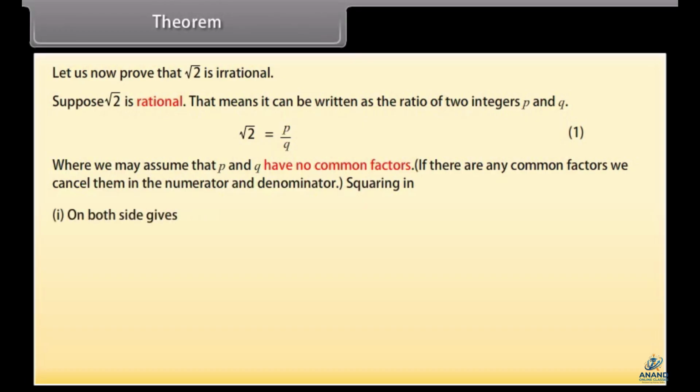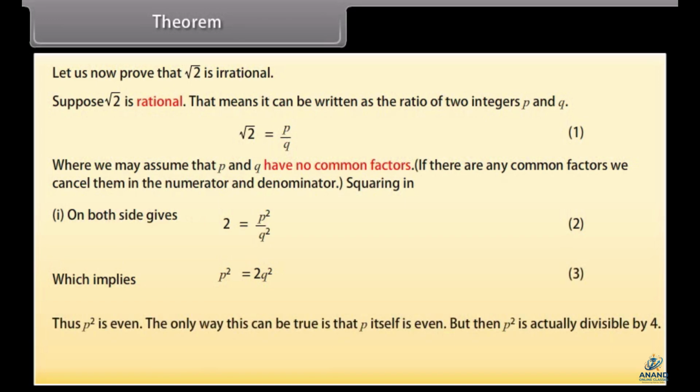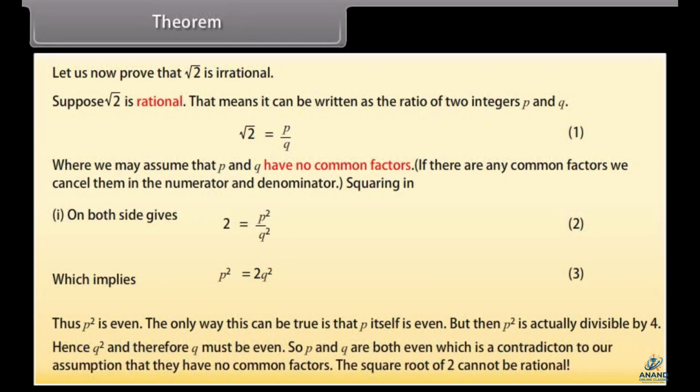Squaring equation 1 on both sides gives 2 is equal to p square upon q square, equation 2, which implies p square is equal to 2q square, equation 3. Thus, p square is even. The only way this can be true is that p itself is even. But then p square is actually divisible by 4, hence q square is even, and therefore q must be even. So p and q are both even, which is a contradiction to our assumption that they have no common factors. The square root of 2 cannot be rational.